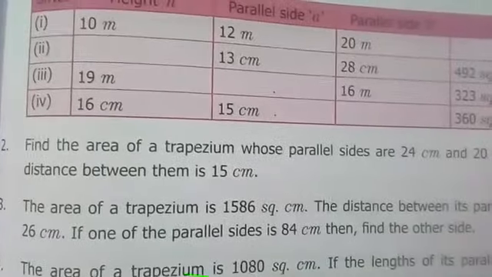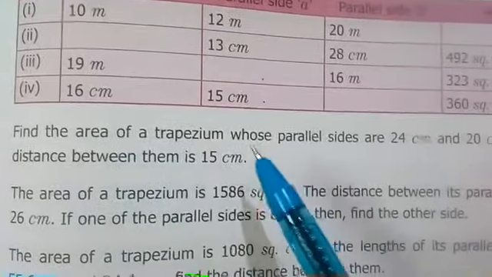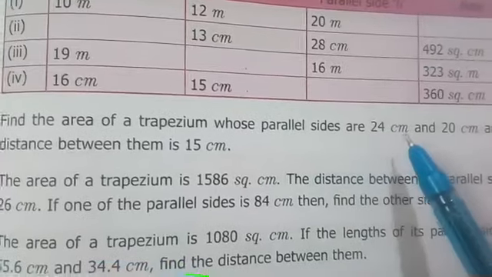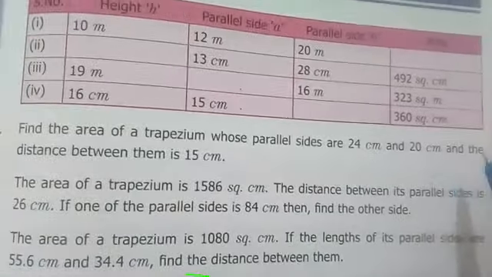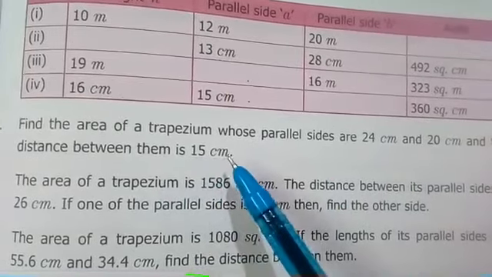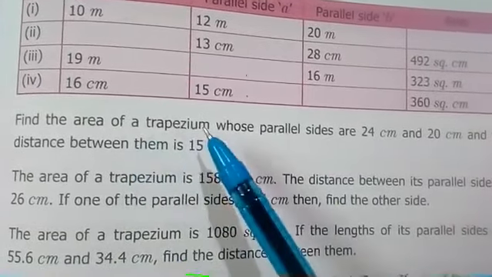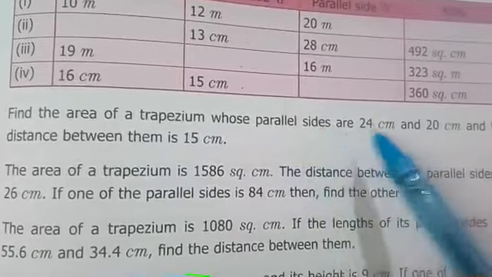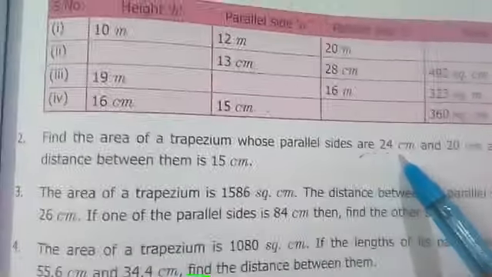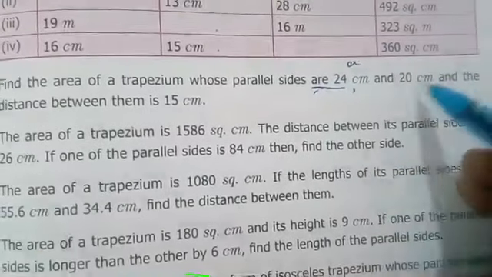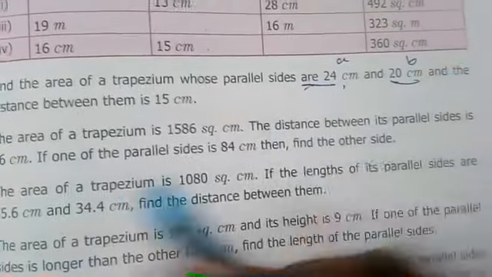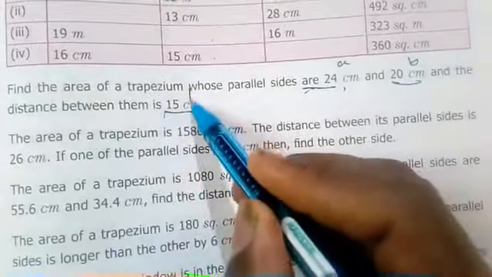Students, listen now the second question. Find the area of the trapezium whose parallel sides are 24 centimeter and 20 centimeter and the distance between them is 15 centimeter. We want to find the area of the trapezium. Here given parallel sides. So, this is a. The parallel sides are given. So, you have to find it is a, this is b. The distance between them is h.